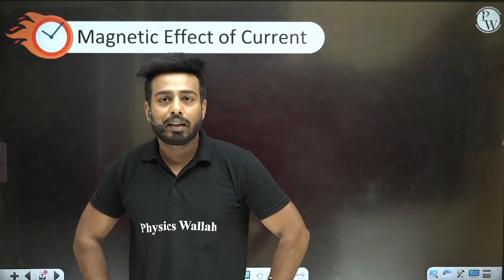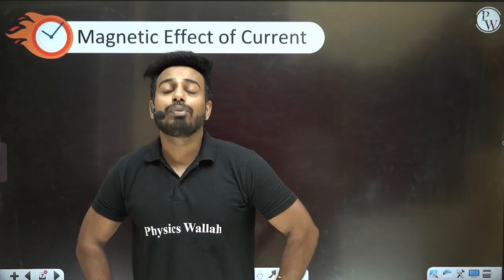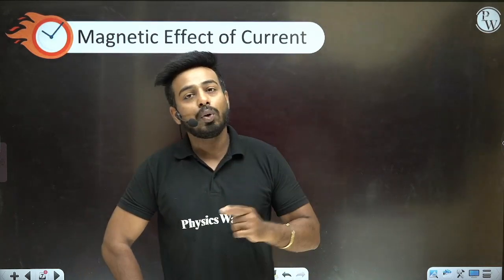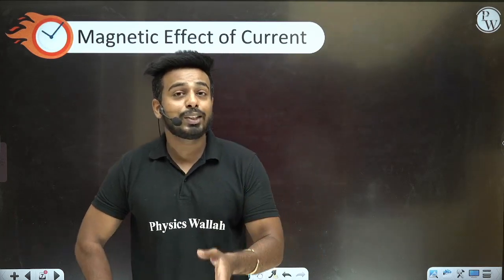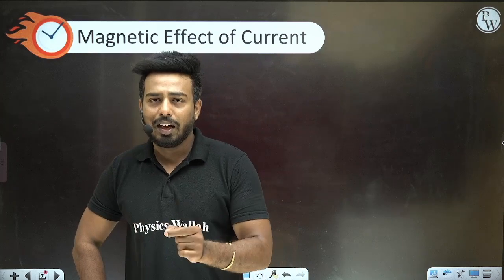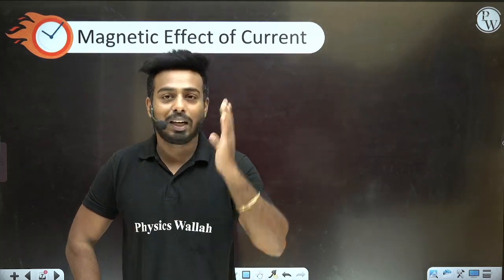What is electric current? Electric current is basically the flow of electrons. The direction of electric current is from high potential to low potential, but the direction of flow of electrons is from low potential to high potential. For more information, have a look at the previous lecture.